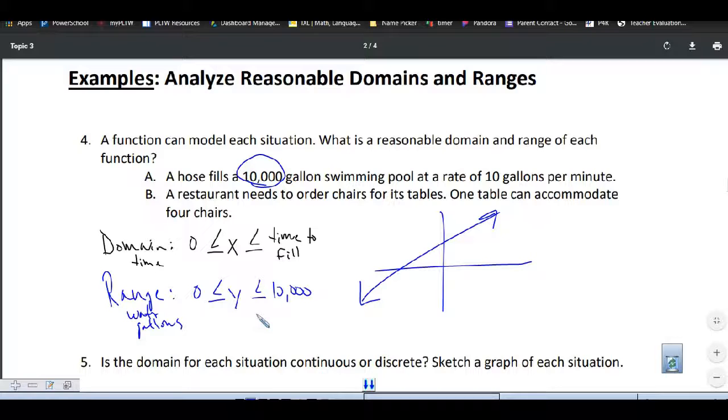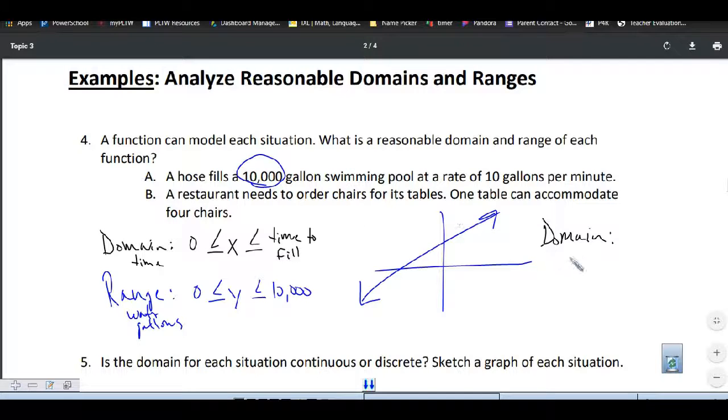Okay, let's look at example B. Do that over here. So we have domain. And in this case, a restaurant needs to order chairs for its tables. One table can accommodate 4 chairs. So I have a table, and then I need 4 chairs for it.